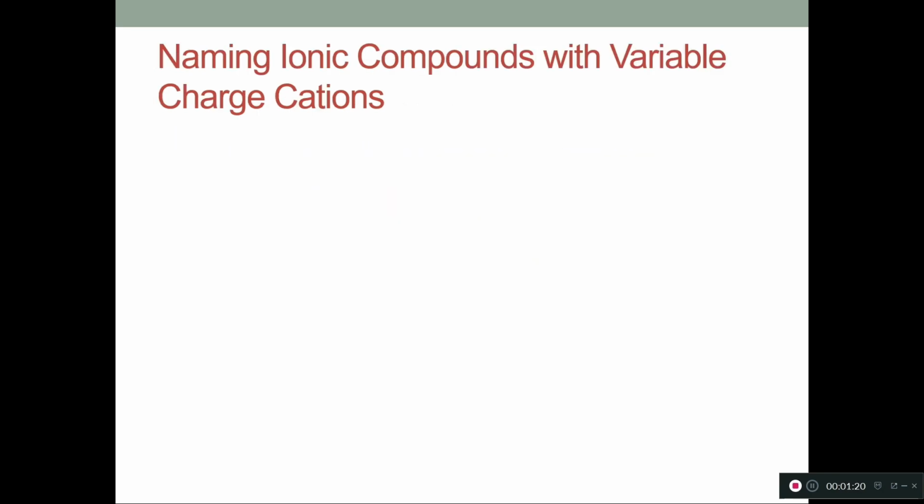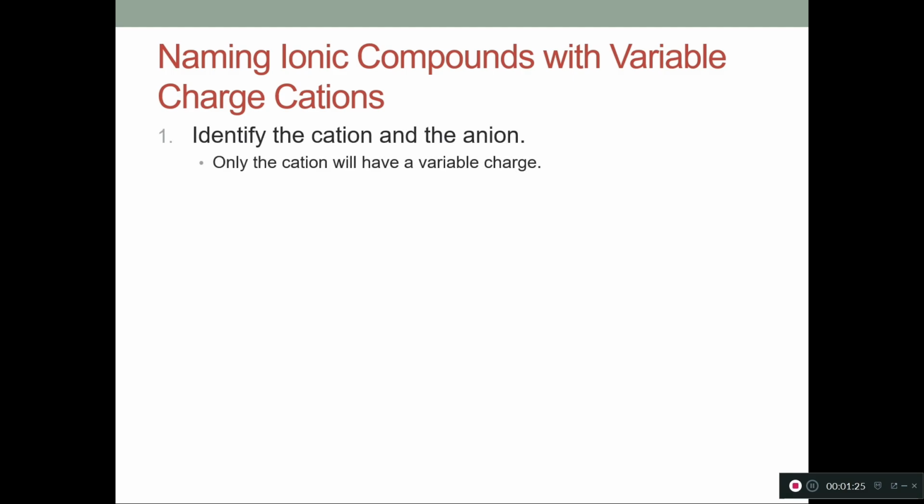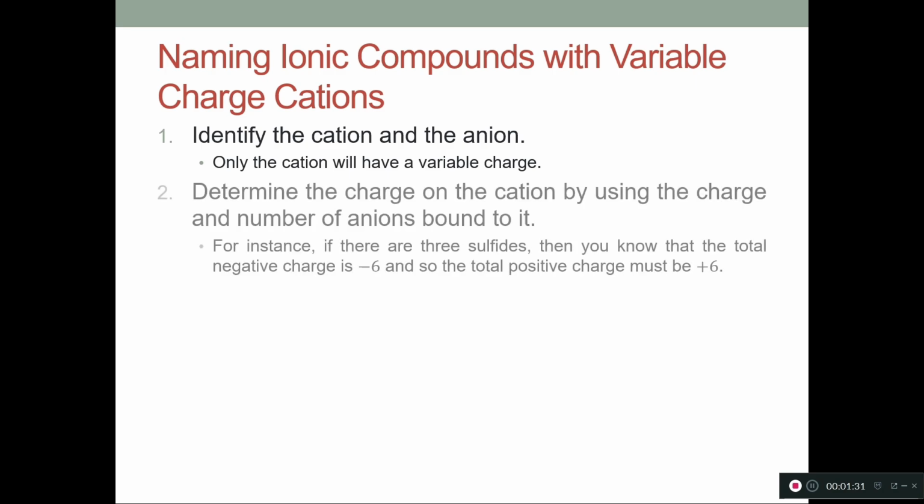Given the chemical formula of an ionic compound, we want to be able to come up with the name for that compound. So the first step is to identify the cation and the anion, and again, only the cation will have a variable charge. Then we want to determine the charge on the cation by first using the charge and number of anions bound to it. So for instance, if there are 3 sulfides, then you know that the total negative charge is -6, and the total positive charge must therefore be +6. And then you would just take that +6, divide it by the number of the cations that are present.